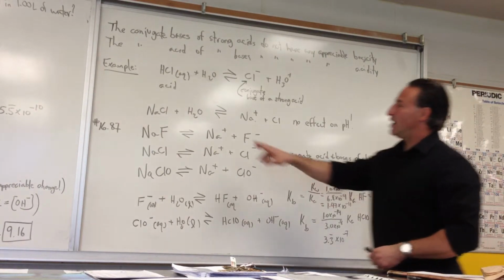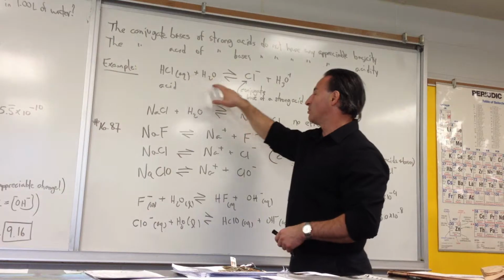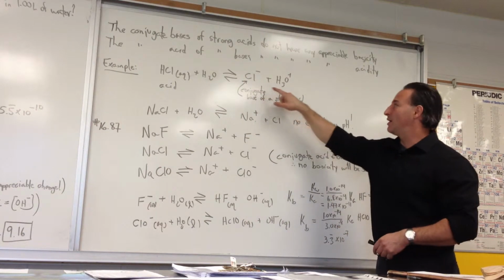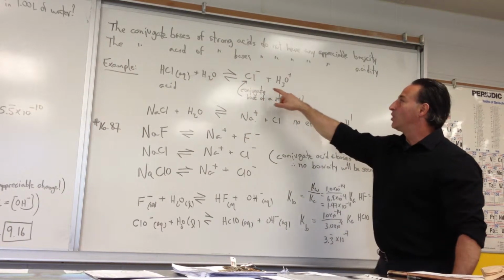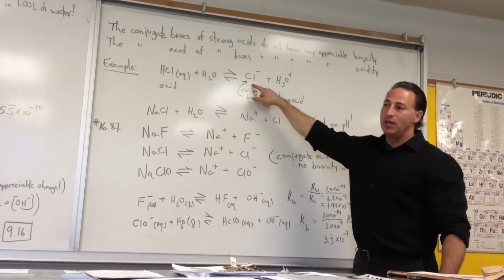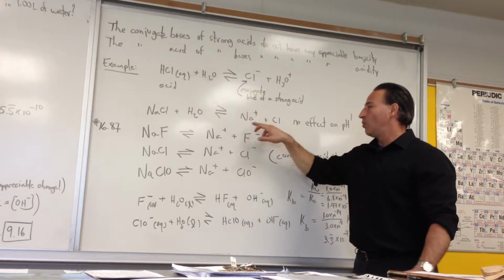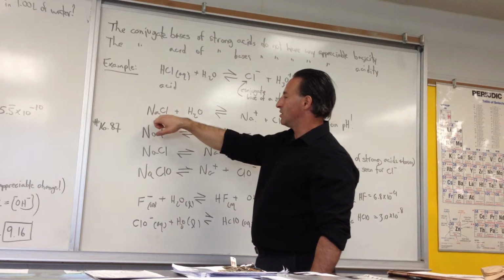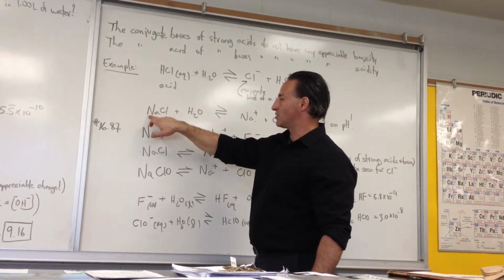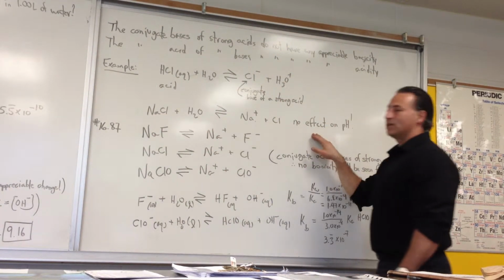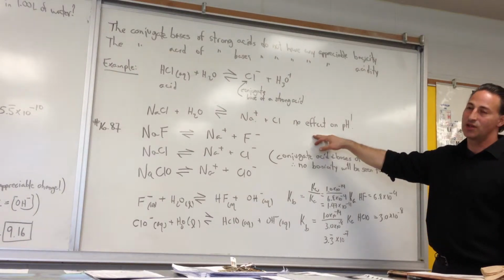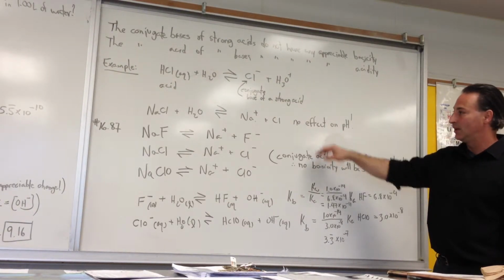An example, hydrochloric acid, which is a strong acid, will combine with water to give you the chloride anion and the hydronium ion. Chloride does not affect pH. If you took sodium chloride, which is the salt of a strong acid and a strong base, it has no effect on pH. The pH of a salt solution is going to be very close to 7.